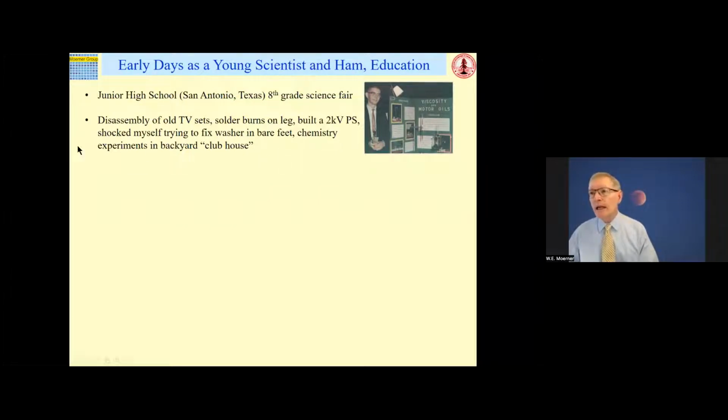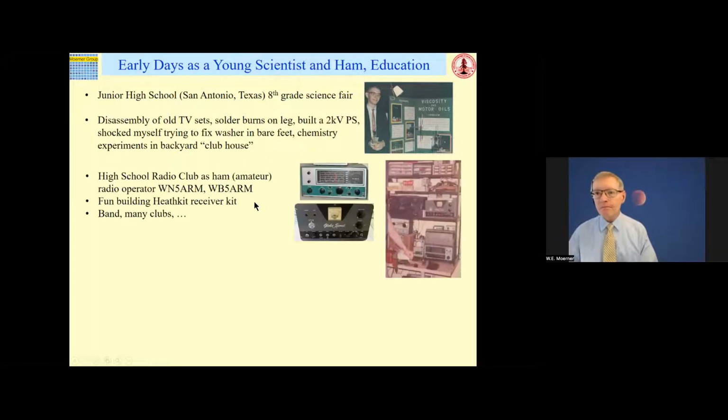Solder burns on the leg, a shock to myself, working on the washer in bare feet, not too smart, but various chemistry experiments in the backyard of our house. In high school, I got my amateur radio license, or ham radio license, we call it. Here's one of my stations with receiver and transmitter. Here's another setup, and I had a lot of fun doing electronics and played in the band and had many, many clubs. Of course, there's a lot of classes.